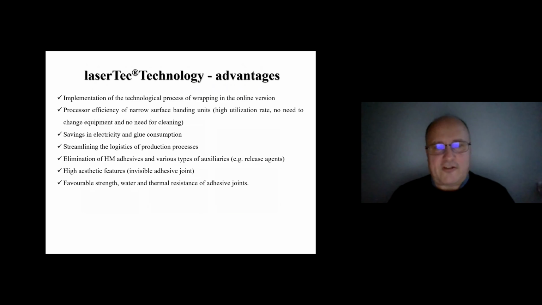And the advantages of laser technology were given in the PhD thesis prepared by Monika Muszyńska. I was supervisor, and implementation of technological processes of wrapping in the online version. We can produce faster, with better quality. And from economy and ecology, electricity and glue consumption is lower.